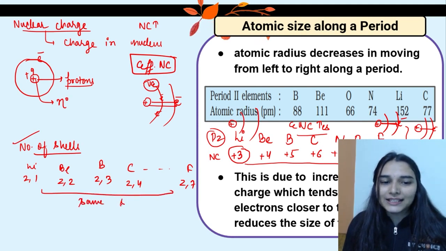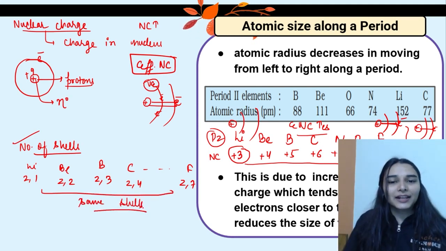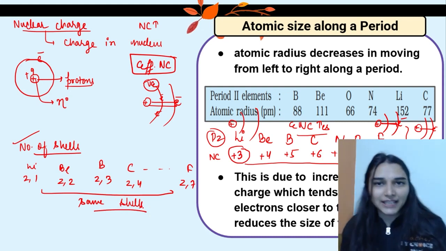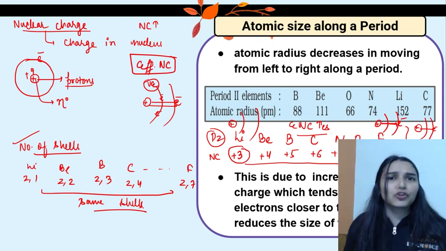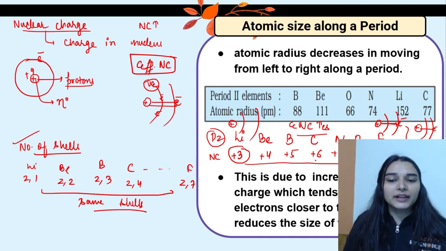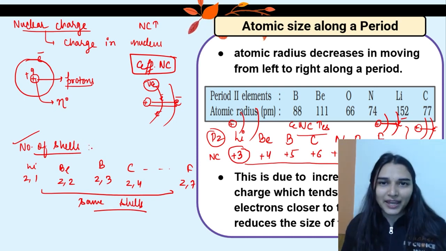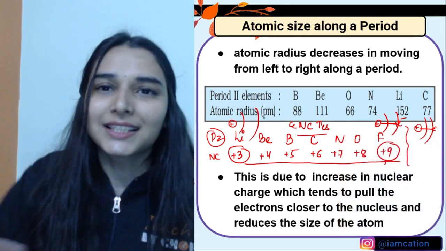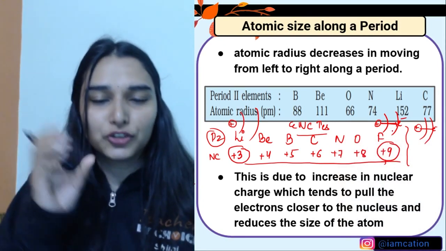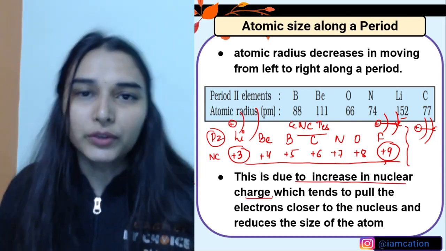They all have the same number of shells and the electron is entering the same shell every time. It's not that electrons are not increasing, electrons are also increasing, but each time the electron is entering the same shell. So that is not creating any problem. The number of shells is the same, but effective nuclear charge is increasing. That leads to a decrease in the size. So we can say this is due to the increase in the nuclear charge.